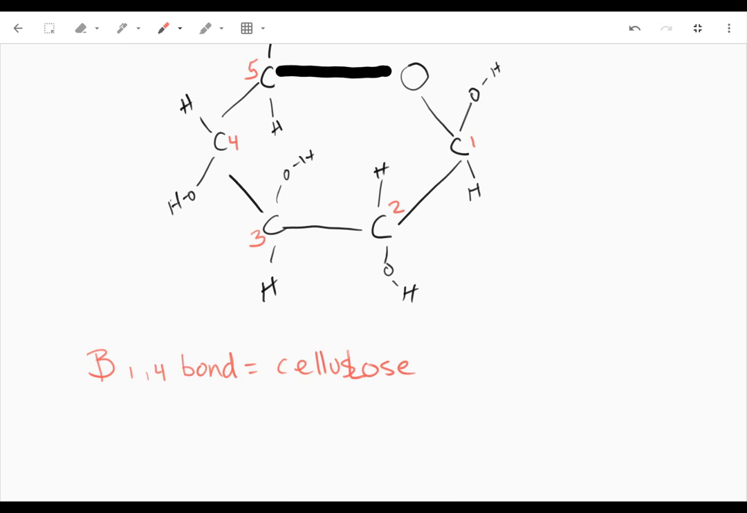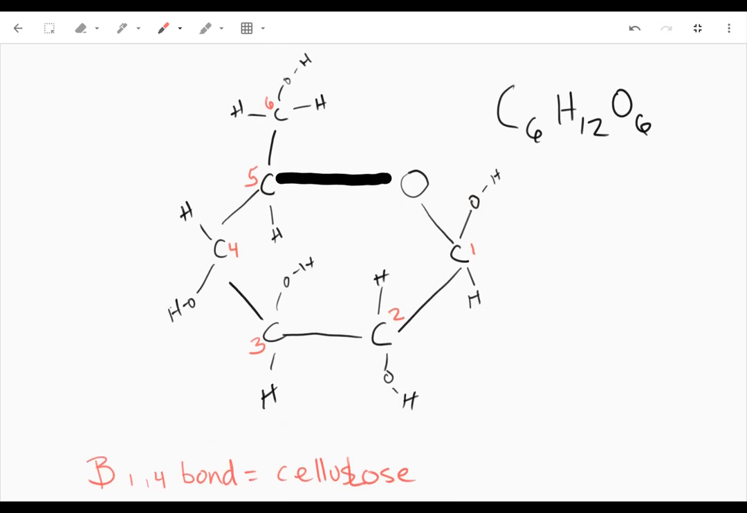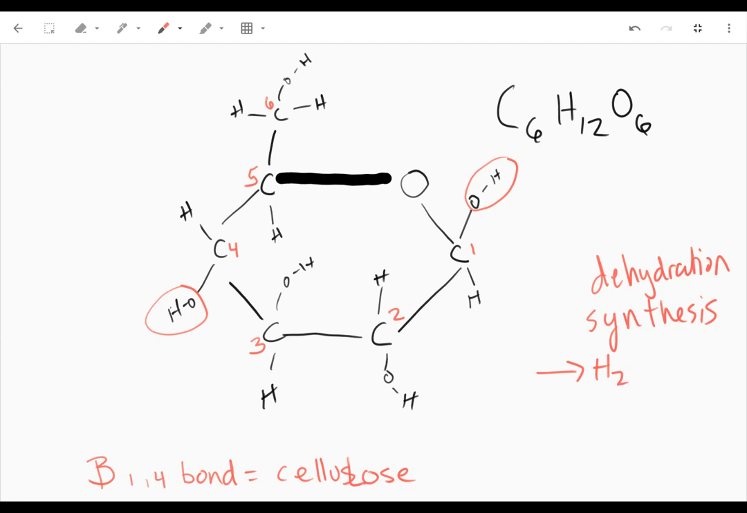because what we're going to do is take this entire beta glucose molecule and flip it upside down so that this hydroxyl group will be lined up with this hydroxyl group and will undergo dehydration synthesis, which, if you'll recall, is taking out a water molecule in order to make that bond.